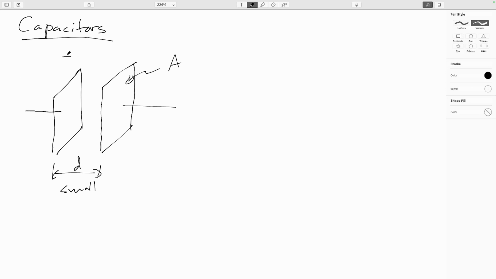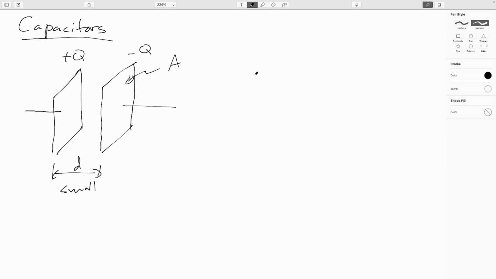one of the plates will hold a charge plus Q. The other plate will hold a charge minus Q. And breezily, we usually say that the capacitor stores a charge Q. Really, the total charge stored in the entire device is 0. But what we've done is we've separated charge. We've put plus Q on one plate, minus Q on the other plate.